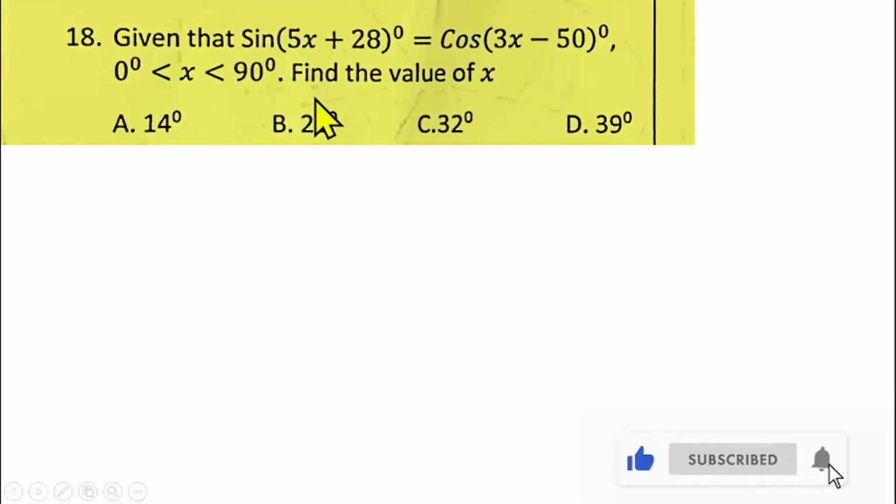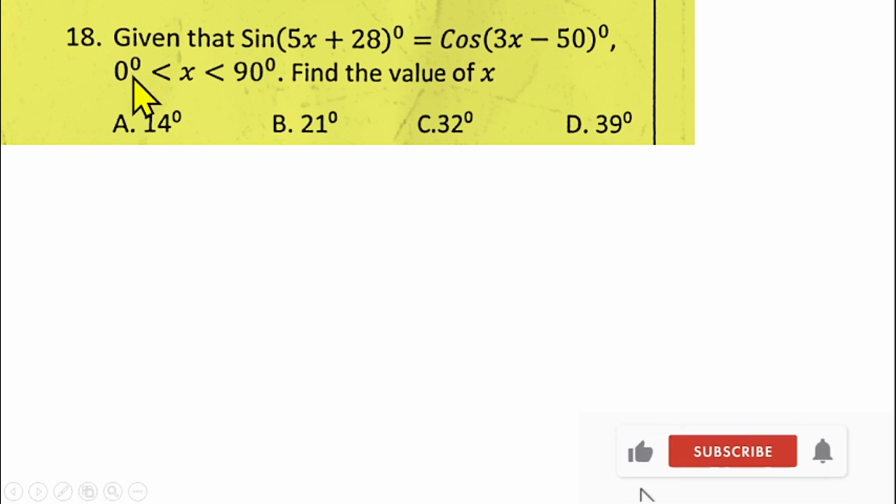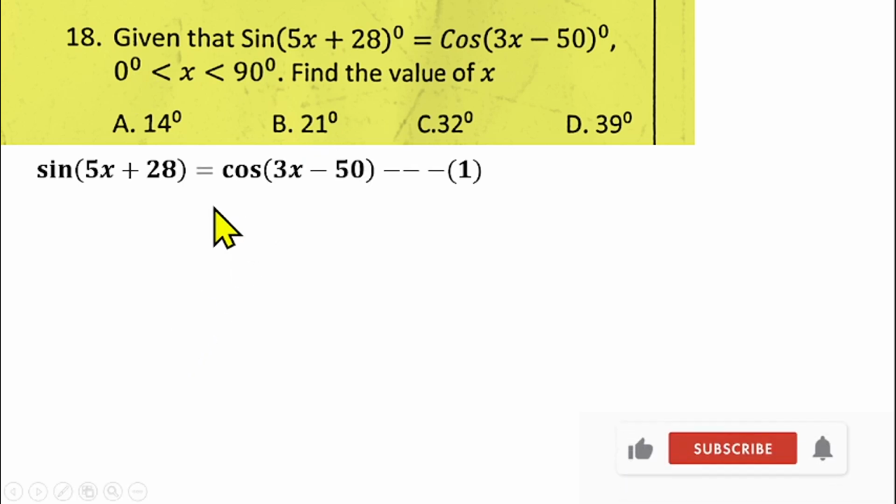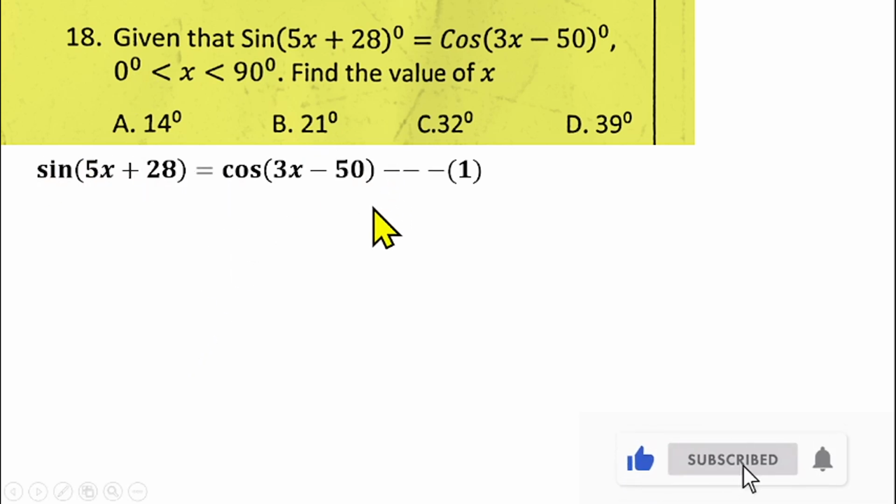Question number 18 is from trigonometric ratio. In this case, complementary angles in trigonometric ratio. Given that sine of 5x plus 28 degrees equals cos of 3x minus 50 degrees, you have to find the value of x when your angle is between 0 and 90 degrees. So like I told you, this question is from complementary angles in trigonometric ratio. You are given this equation to find x. So I can label the equation given to us as equation 1.